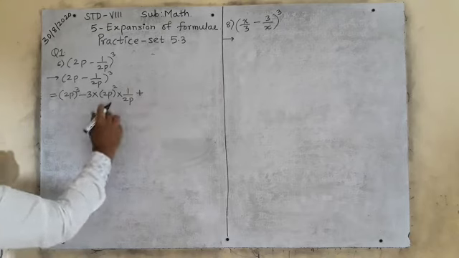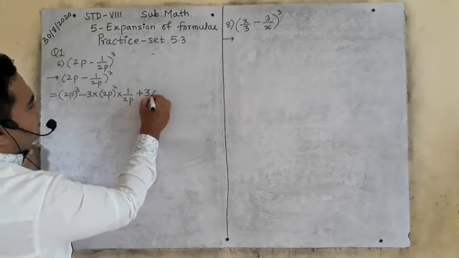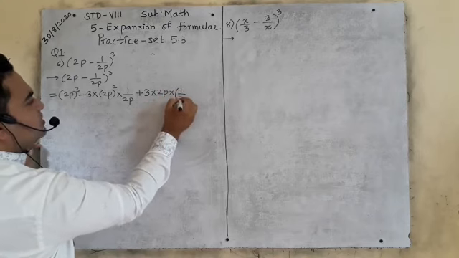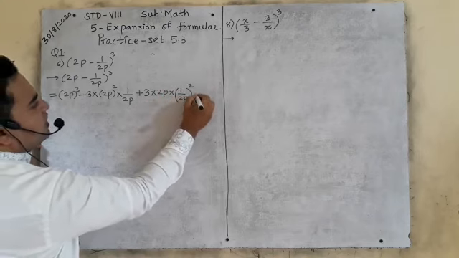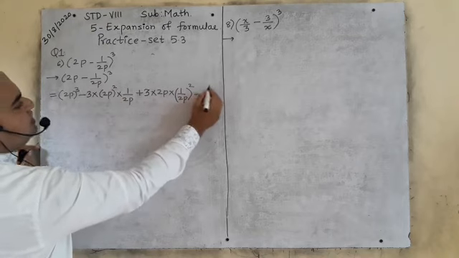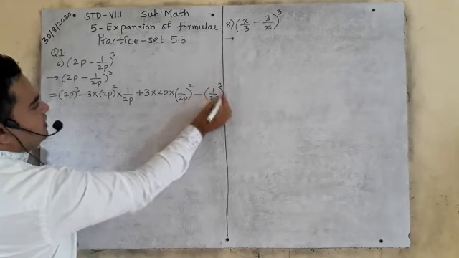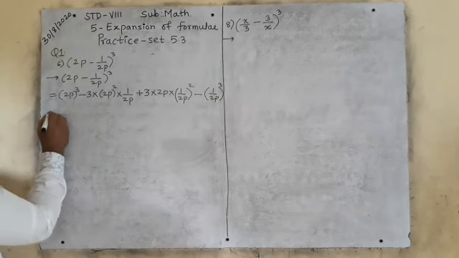Plus, now same you will copy here. You will write 3 multiplied by 2p multiply, now you will give square to the second term. Okay, then minus, the cube of the second term, cube of 1 upon 2p. Is it clear? Very simple. Now you will solve this.